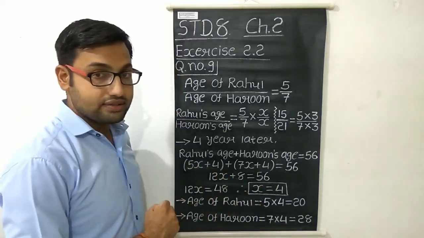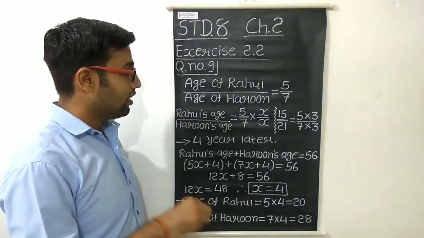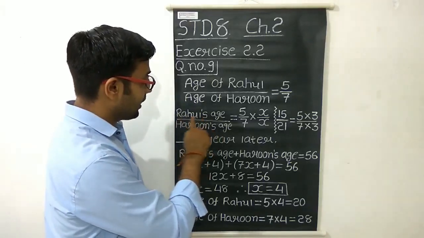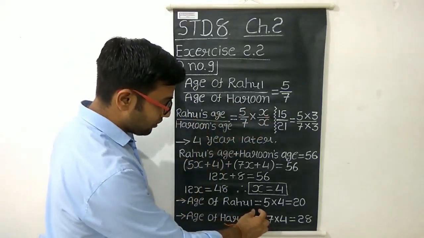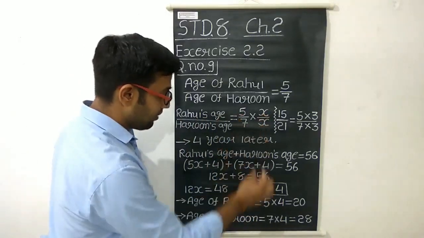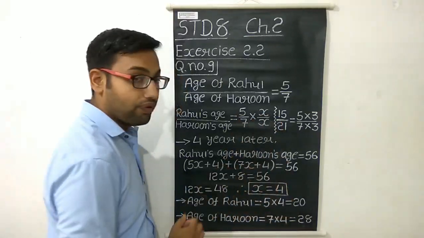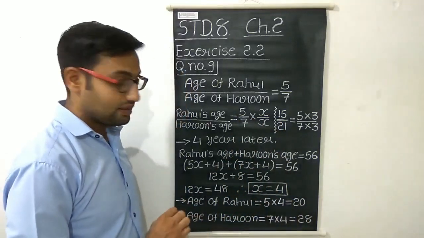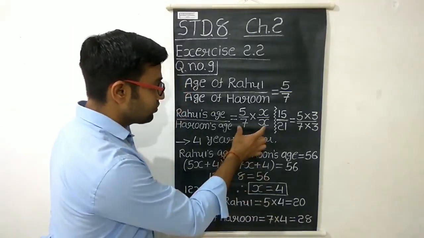Where to use this x? We were asked to find the current ages of Rahul and Harun. So the current age of Rahul is equal to 5x. That means 5 into 4, because now x is equal to 4. So the current age of Rahul is equal to 20 years, and the age of Harun is equal to 7x.